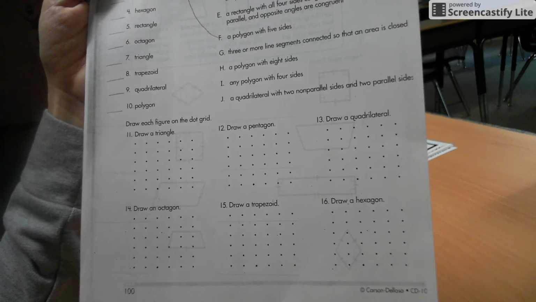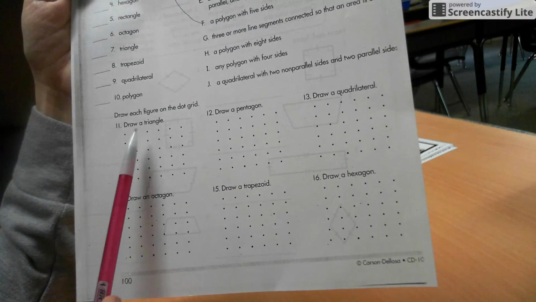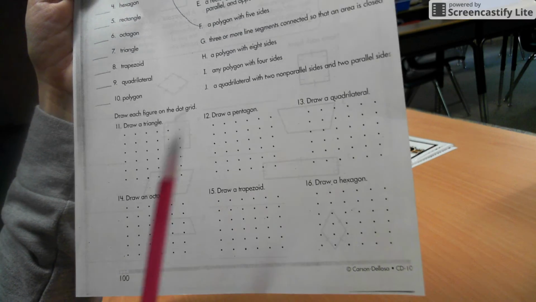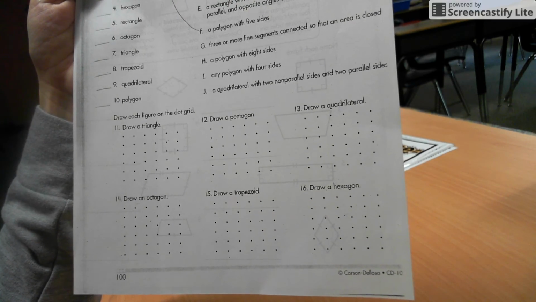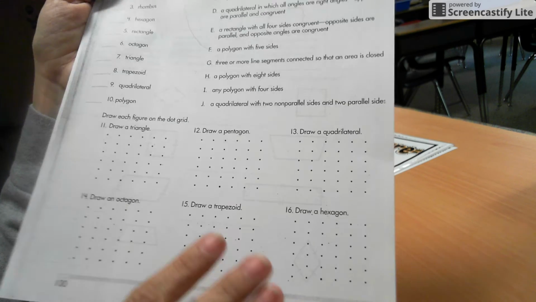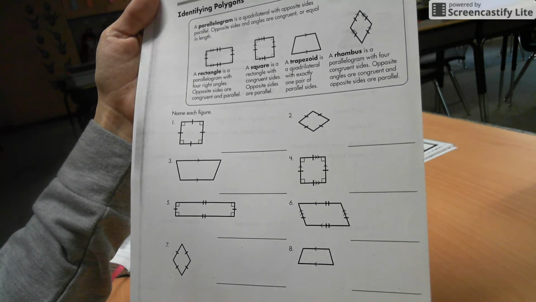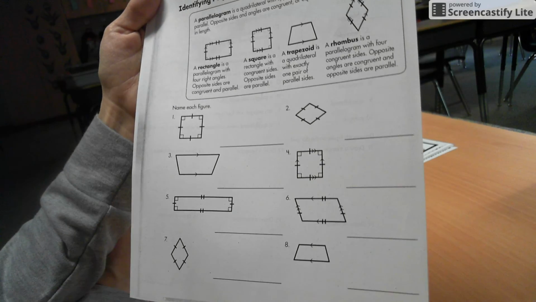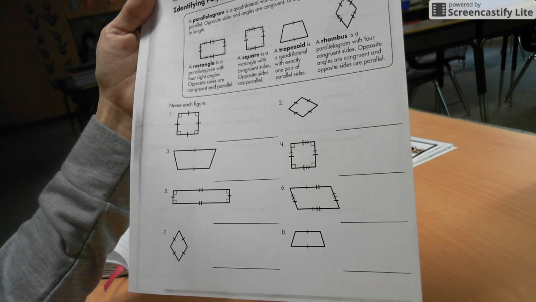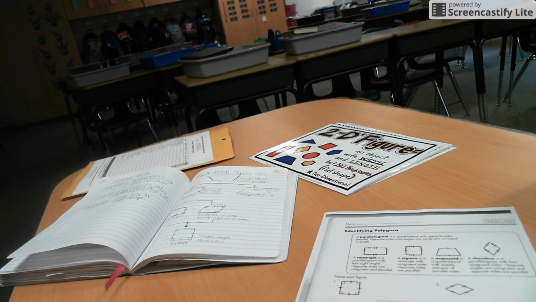Down below, you're going to use the dots to draw each one. Draw a triangle, a pentagon, a quadrilateral, an octagon, a trapezoid, and a hexagon. And use your notebook to help you, and use your cards. Then on the back, you're looking at just parallelograms. You can use your family tree for this one that we did in class on 144 and 145. You're just going to name each figure. So just write the name of each one, and you can also use the information up here. This is going to be due tomorrow, so make sure you bring that in and have a great night.